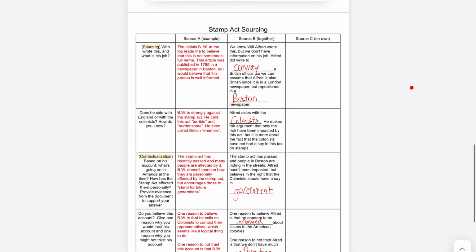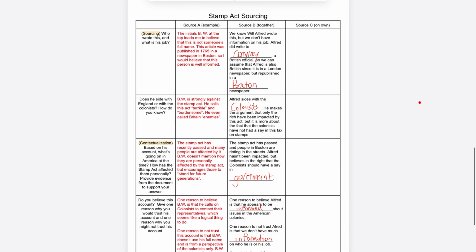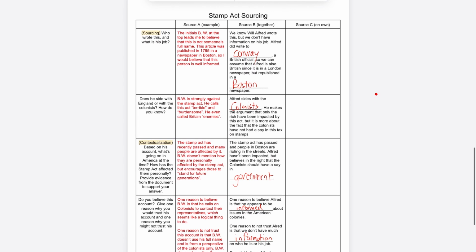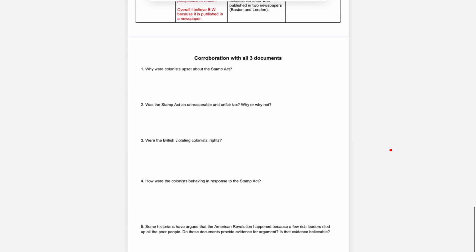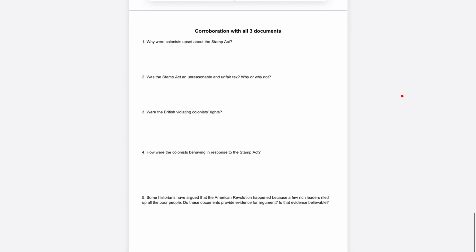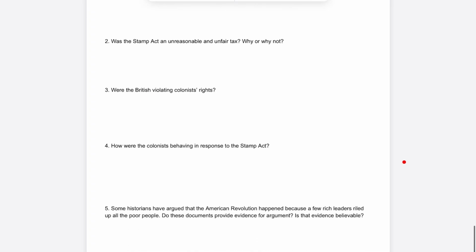But after you read that, you are going to write in here in a complete sentence, you're going to answer these 4 questions for source C. You're going to attempt that here on your own. And then, after you've looked at all 3 sources, you are going to write your response. Why were the colonists upset by the Stamp Act? Why was the Stamp Act an unreasonable, unfair tax? Why or why not? Were the British violating the Constitution? Were the British violating the colonists' rights? How are the colonists behaving in response to the Stamp Act?